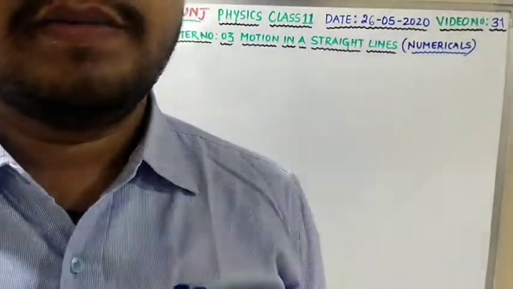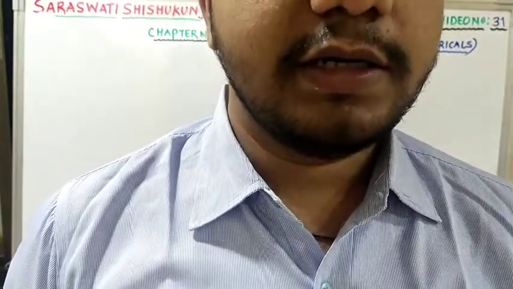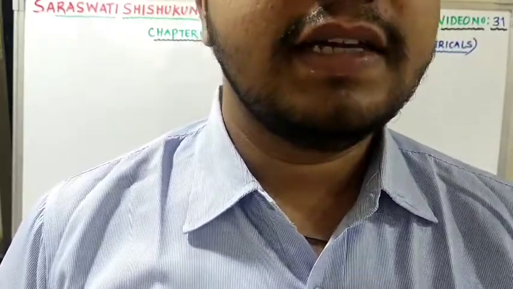Welcome students to session number 31 of chapter number 3, that is motion in straight line. In the previous session we have discussed few important numericals related to the concept of relative velocity. Today we are going to discuss few numericals of textual exercise based on instantaneous velocity, average velocity. We are going to discuss free fall motion and Galileo's law.